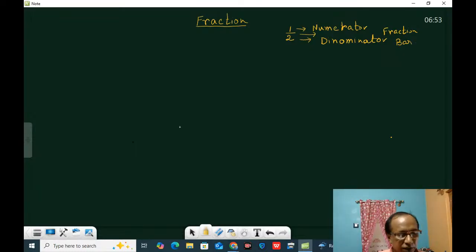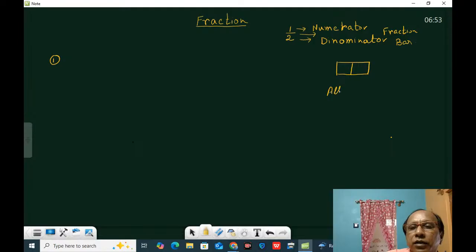Now I am going to explain what is the meaning of fraction. Suppose we are taking a fraction. A fraction is a part of a whole. Suppose we have taken two parts like this one. Remember that all the parts are equal here. That is important for us. All the parts are equal.